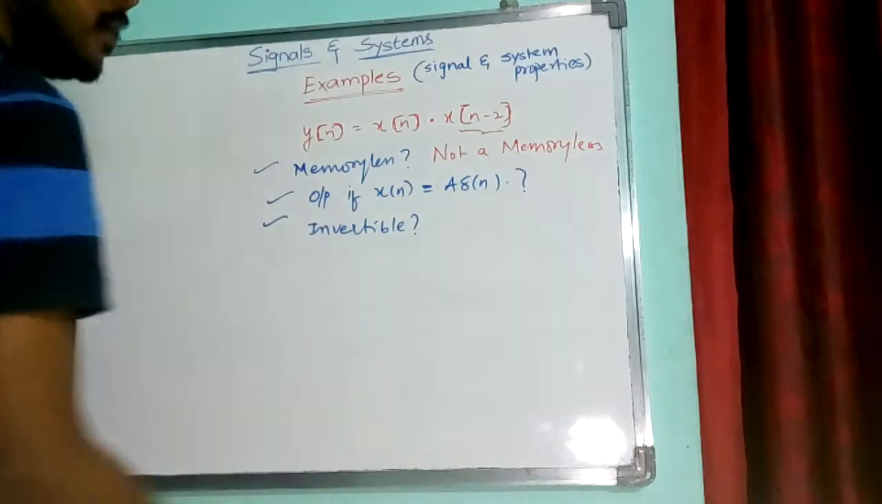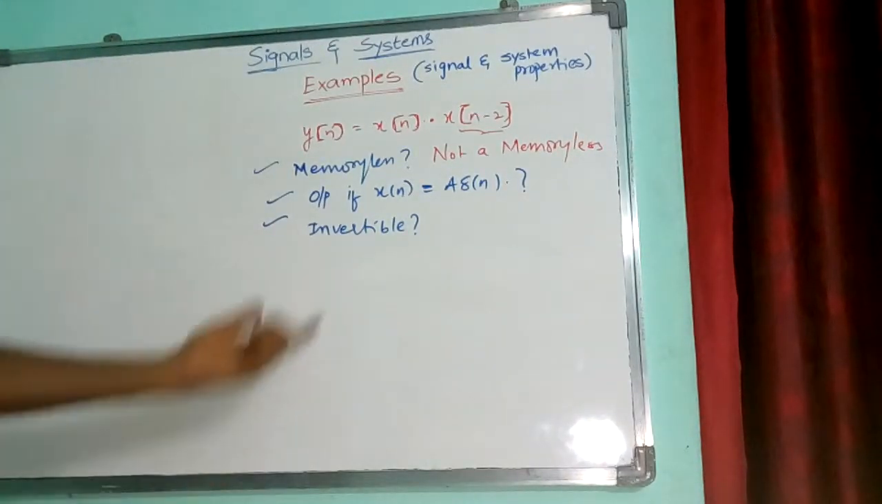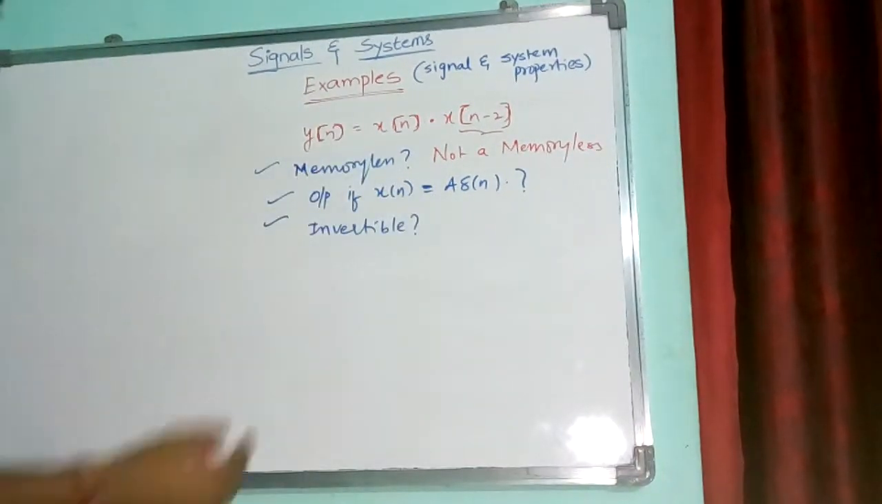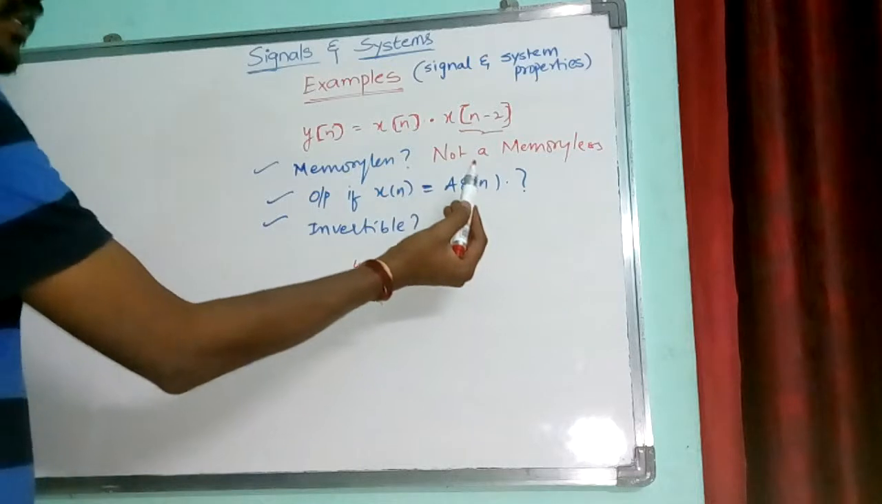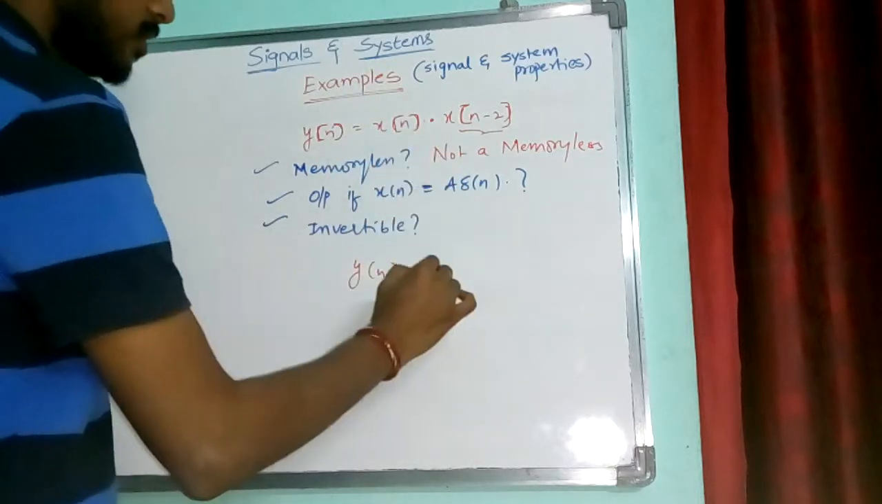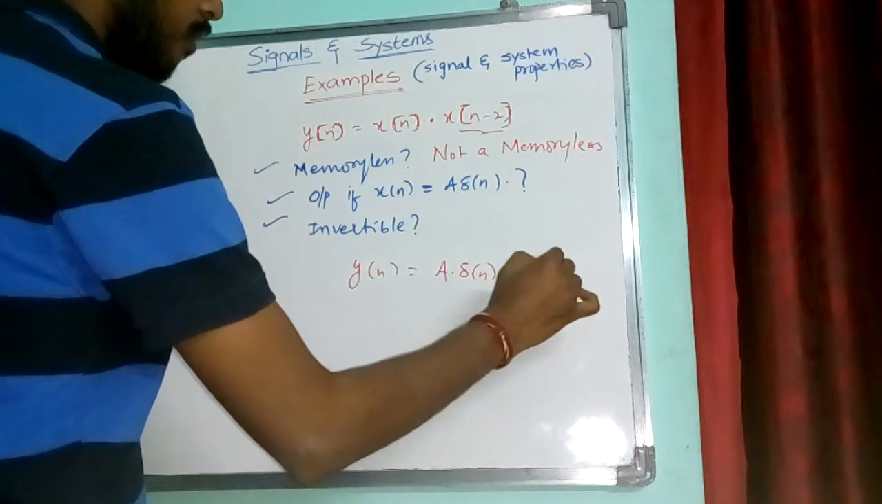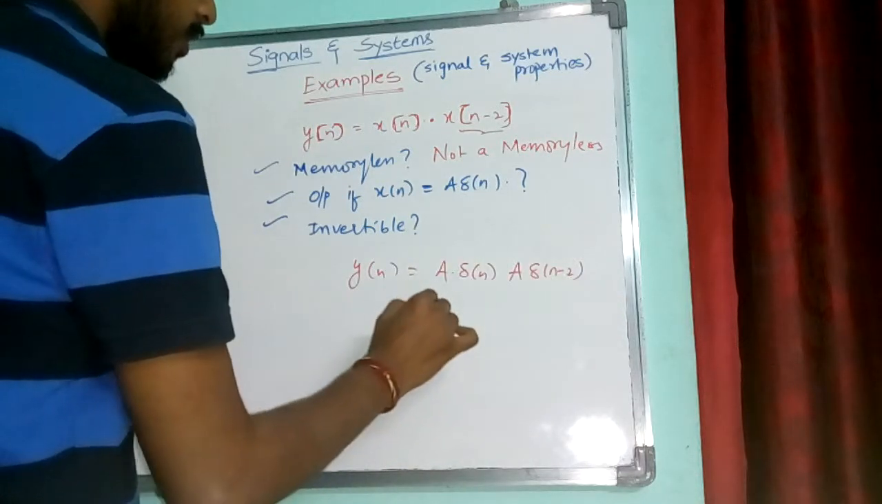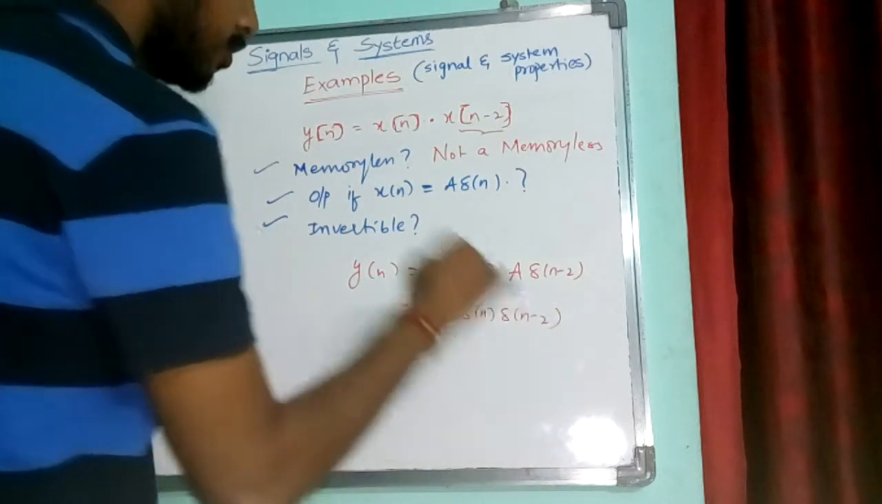Now second thing, whenever x of n is delta of n, then what will be the output? Okay, so y of n equals, in the place of x of n, you place delta of n: a into delta of n, a into delta of n minus 2, that is a square into delta of n into delta of n minus 2.